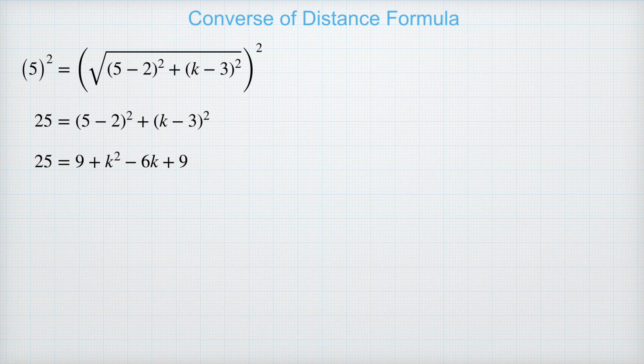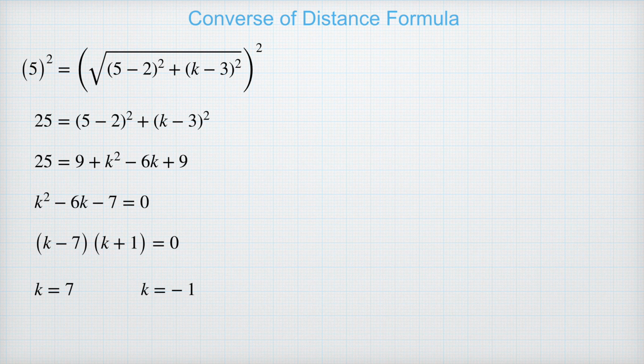We can rearrange this quadratic equation. The quadratic can be solved by factorising. The factors are (k minus 7) and (k plus 1). These factors can be solved for k, giving k equals 7 and k equals minus 1.